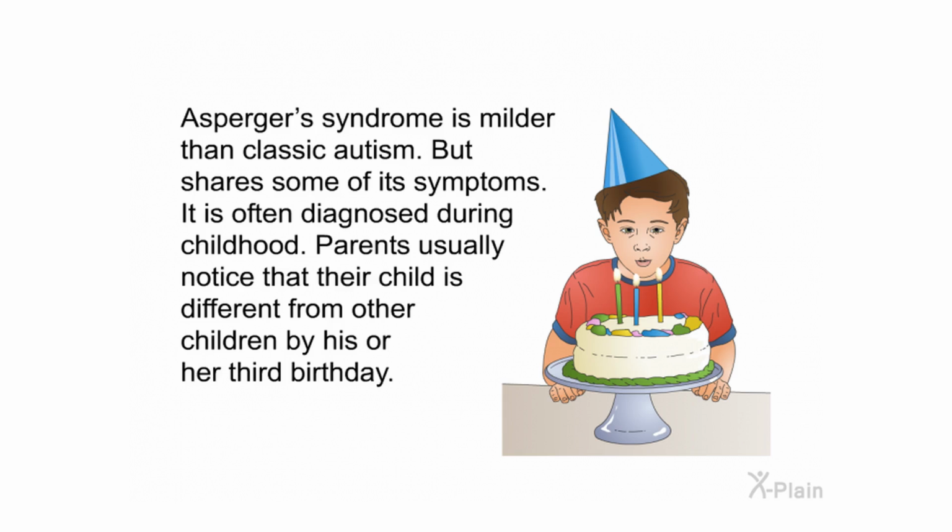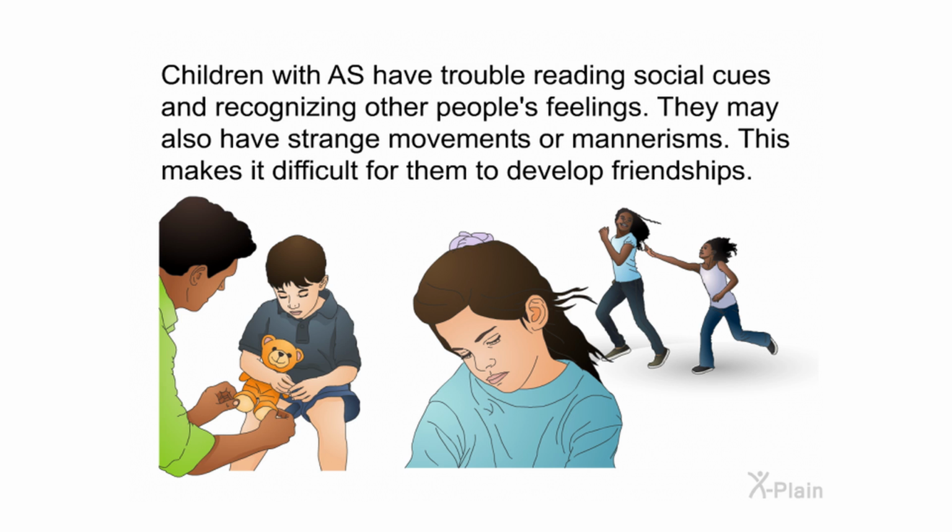Asperger syndrome is milder than classic autism, but it shares some of its symptoms. It is often diagnosed during childhood. Parents usually notice that their child is different from other children by his or her third birthday. Children with AS have trouble reading social cues and recognizing other people's feelings. They may also have strange movements or mannerisms. This makes it difficult for them to develop friendships.